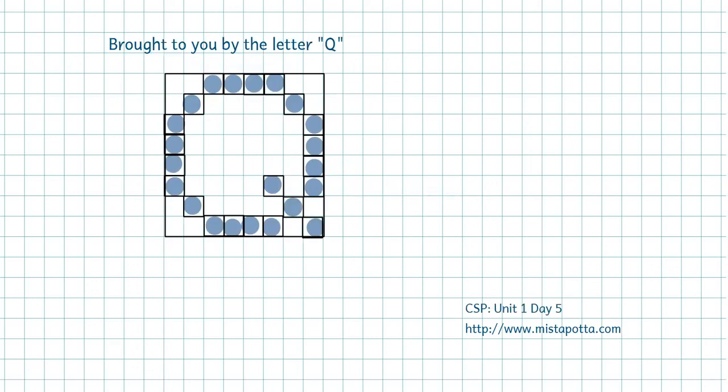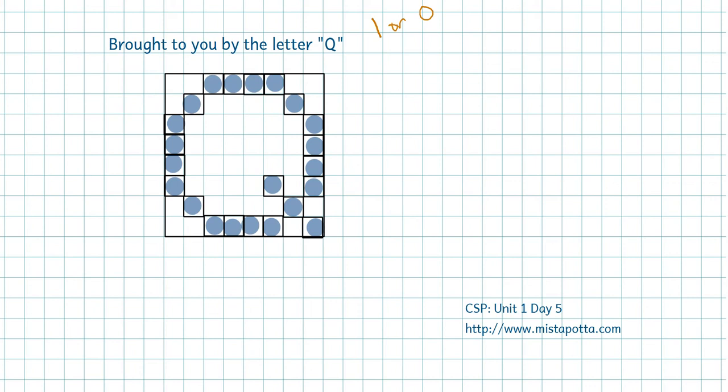I've got the letter Q, and I've got it in this 8x8 set of boxes. And so what you notice is that some of the boxes are filled in. That's what I've got marked with these little blue circles. Some of these boxes are not filled in, so they're empty. And so I can think of these as either being a 1 or a 0. And so we call this a bitmap because I'm treating this as a map of bits.